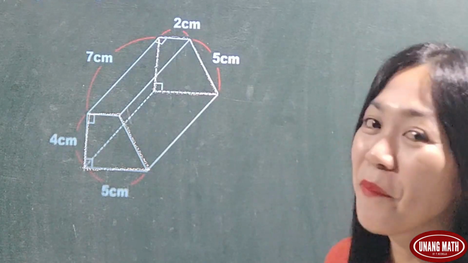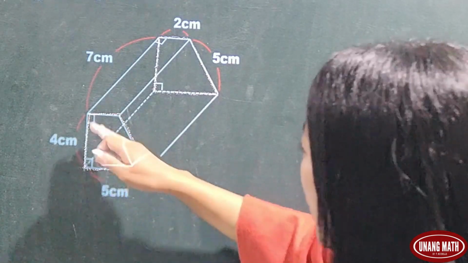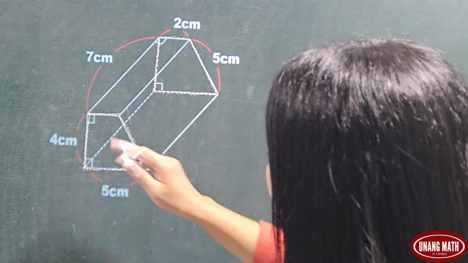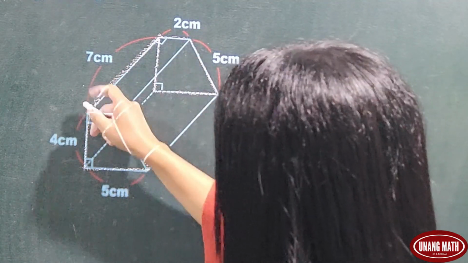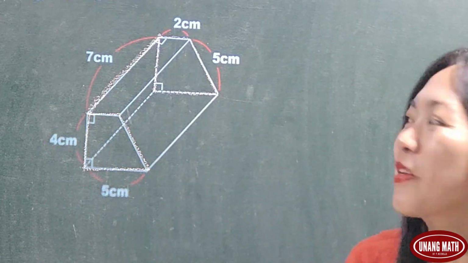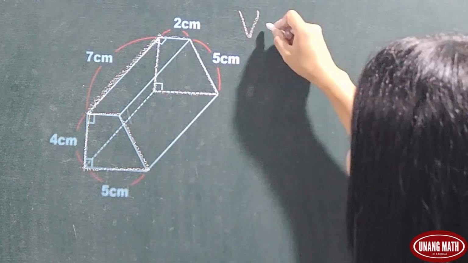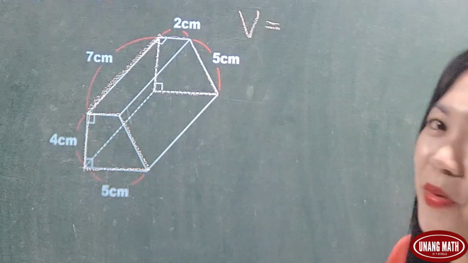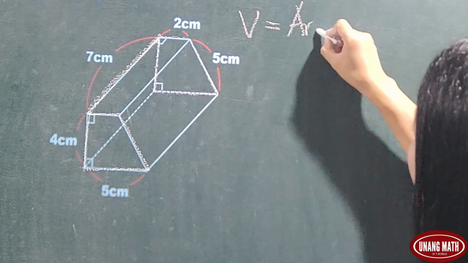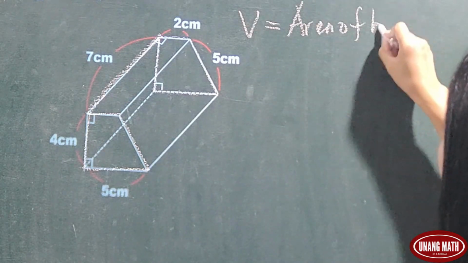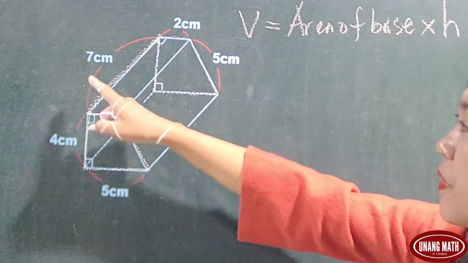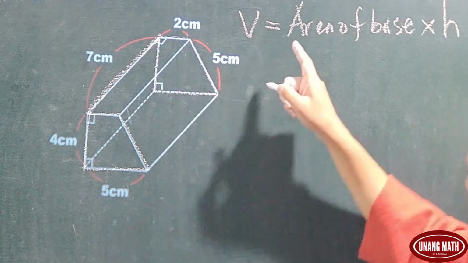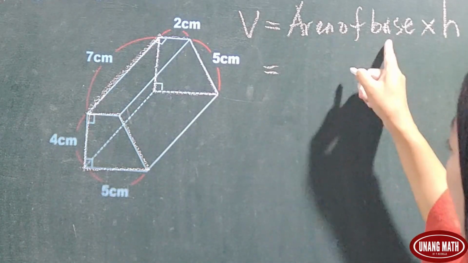And these are trapezoids. So if these are the bases, then that means the height of this prism is this height, 7 centimeters. So to find the volume of this prism, okay, area of the base multiplied by the height of the prism, which is 7 centimeters. Okay, first, let's get the area of the base.